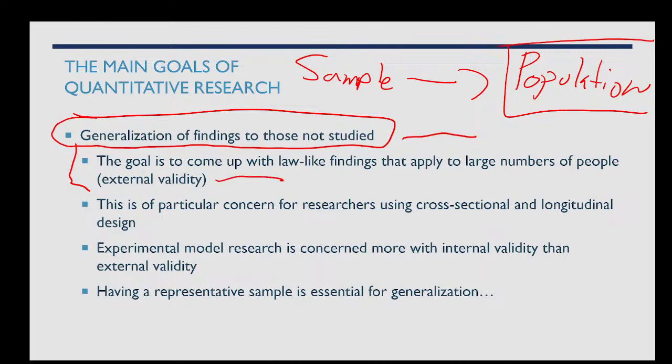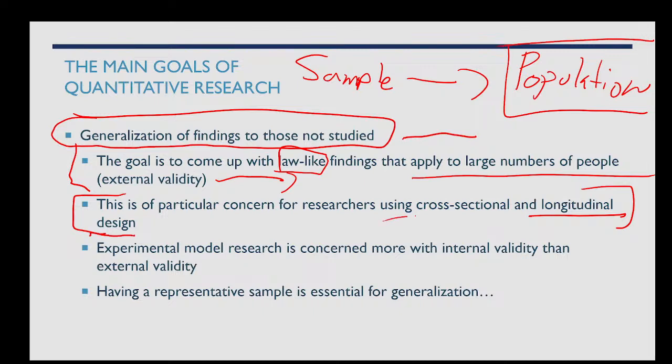The goal, in a lot of cases, is to come up with law-like findings, right? Something that you can generalize and say, if this, then that, socially, that applies to a large number of people. Generalization. It's a particular concern to those using cross-sectional, especially longitudinal designs. We really, really want to be able to generalize.